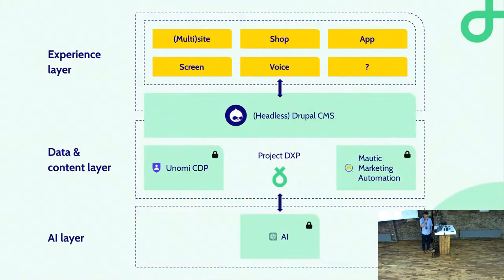If you look at the most basic form of a DXP these days, you would have your CMS, which is the experience layer, and you would have your data and content layer, where you have platforms like marketing automation and CDP. And then if you want to go a step further, you can also hook into these with your AI.